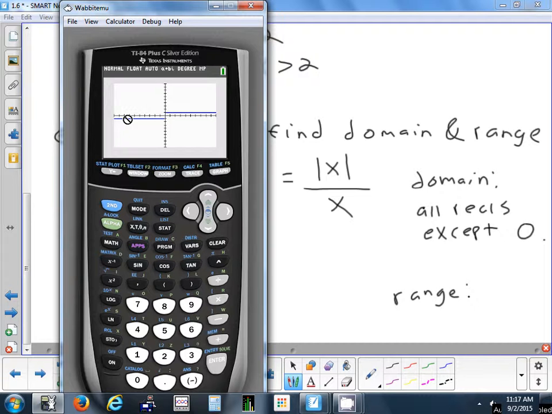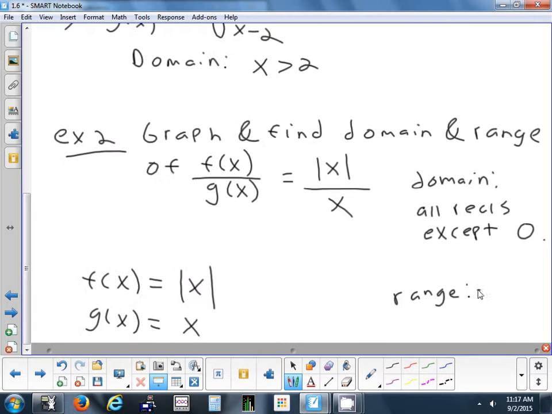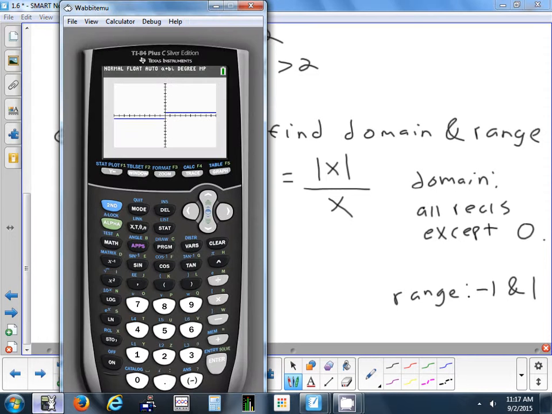So the way you explain the range here is list every value in the range. Negative 1 and positive 1. Usually it's impossible to list every value that's in the domain or range, because there's infinitely many. Not in this case.